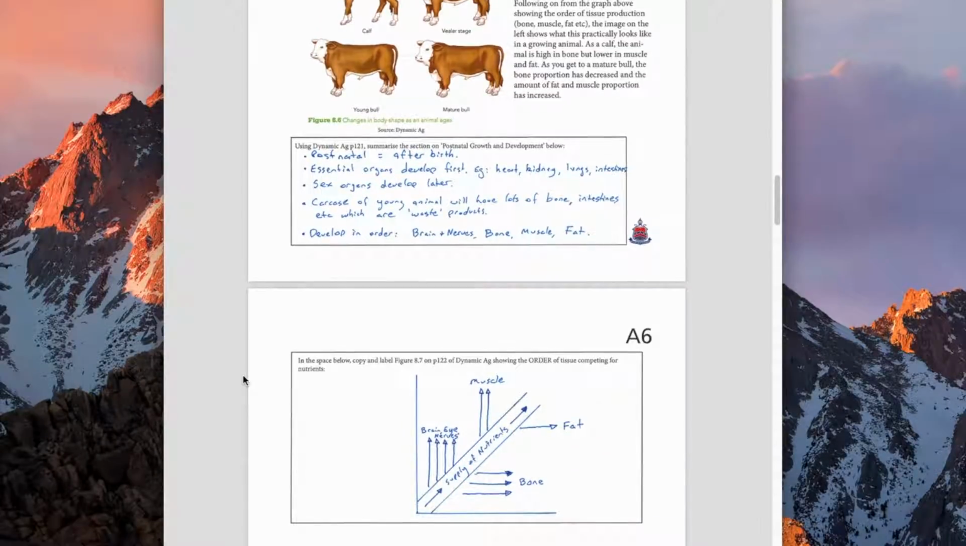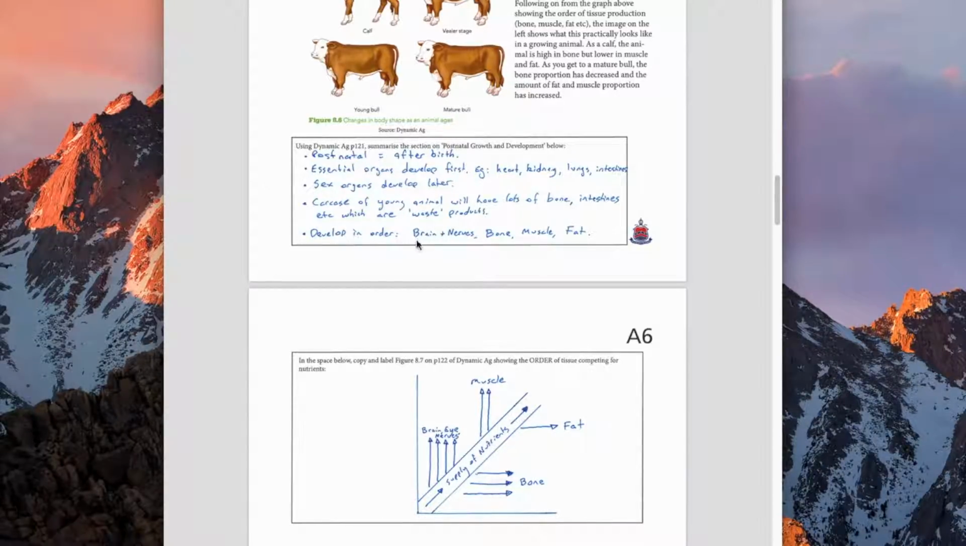So if we have a look here, summarize the section on postnatal growth and development below. Postnatal means after birth, and basically the essential organs develop first. You have the heart, the kidney, the lungs, intestines, etc., and then your reproductive organs developing later. Therefore the carcass of a young animal will have a lot of bone, intestines, etc., which are considered waste products. So if an animal is slaughtered young, there's a lot of waste that is not wanted by the consumer, and they won't pay much for.